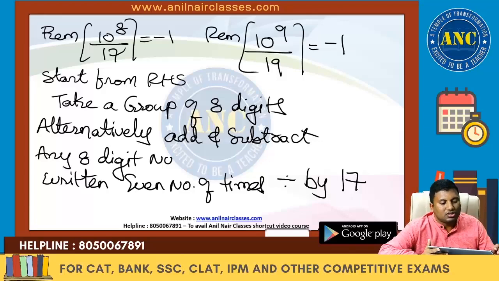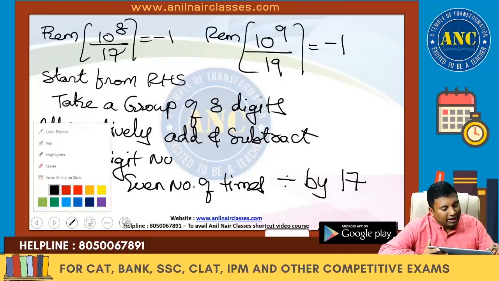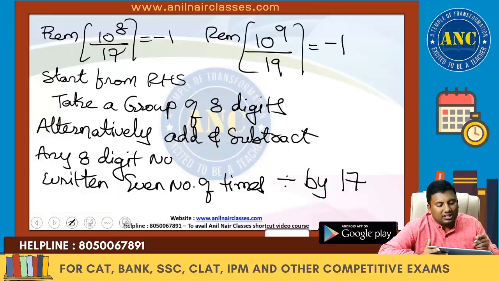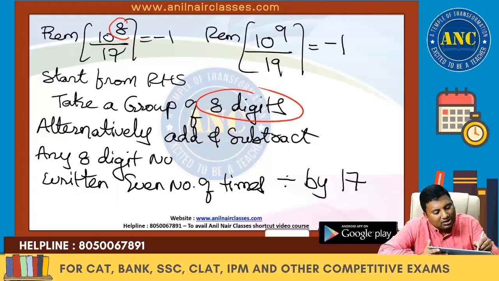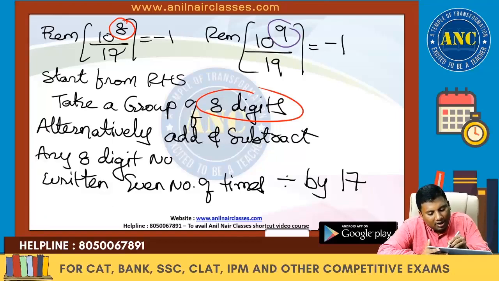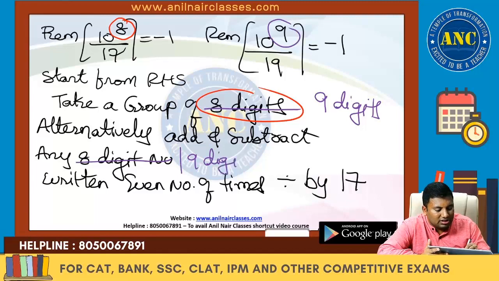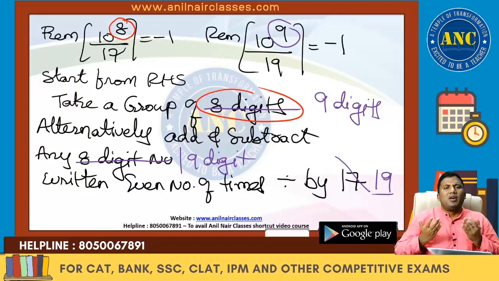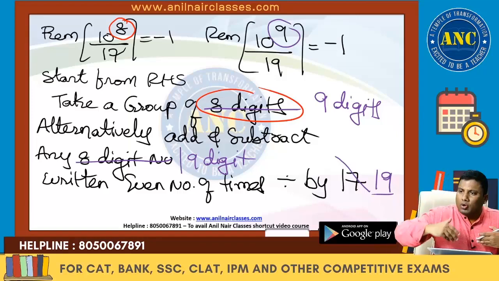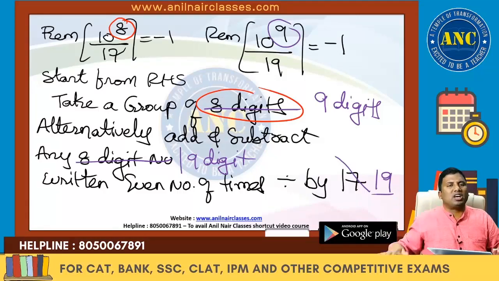Right? Start from right hand side. Take a group of 8 digits. Why did these 8 digits come? Because the power is 8. Suppose the power is 9, these 8 digits will become 9 digits, and these 17 will become 19. Simple. Once you understand, once the foundation is strong, you can build as many floors as possible.